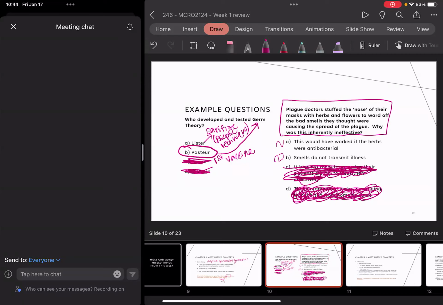Even if the herbs had been antibacterial, so the plague is transmitted by a bacteria. But this isn't a good reason for why this was ineffective. It's ineffective because smells themselves aren't what transmits the illness. It's bacteria that's causing the illness. And these people were sick, and they were coughing and transmitting this illness in the air.